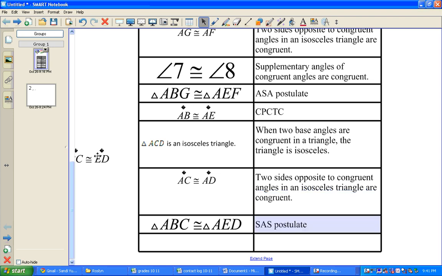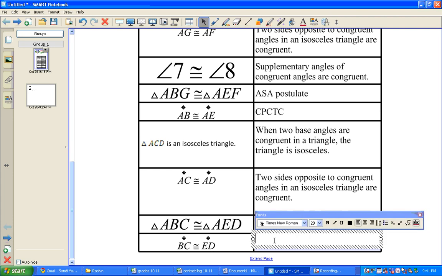Now we are almost near the end. And because these two triangles are congruent, as we planned, these two line segments are congruent also. Only the world famous CPCTC.